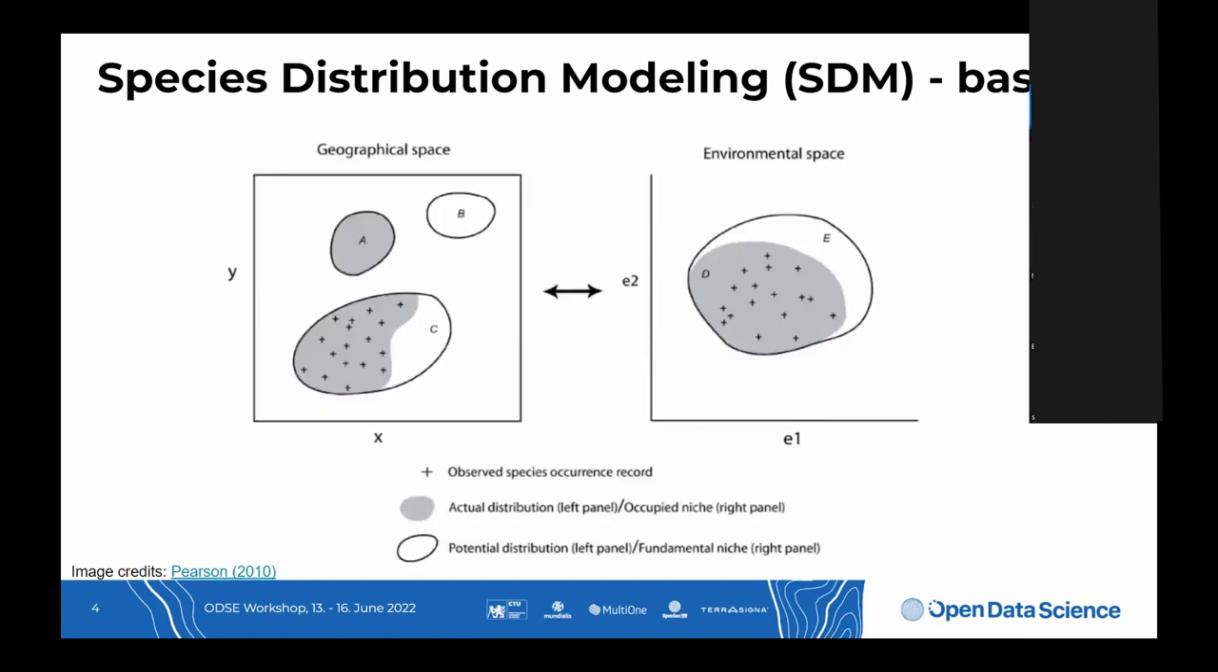In this case, we modeled both the potential and the realized distribution of the species. As you can see from this little graph, we can consider the potential distribution of the species as all the environmental conditions that a species can cover in both the geographical and the environmental space, while the realized distribution is a constrained space in both the geographical and environmental space, where these things happen just because there may be competition between species, or the area is no longer suitable due to human alteration, or predation by other species, for example, or extreme events like wildfires or windstorms, and so on and so forth.